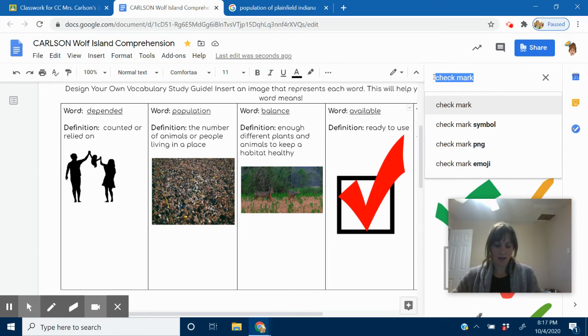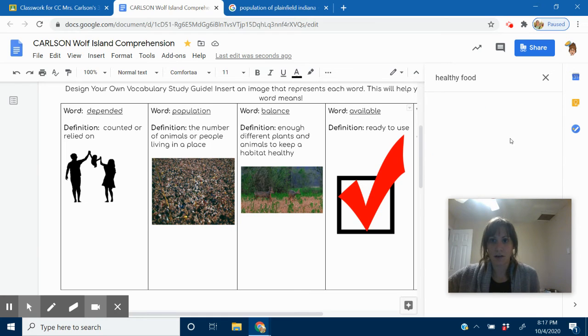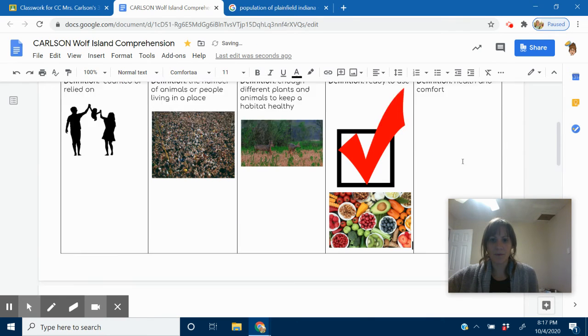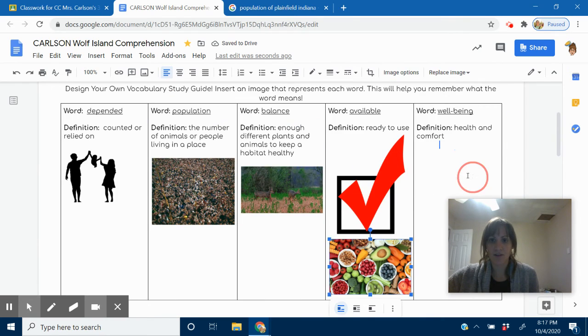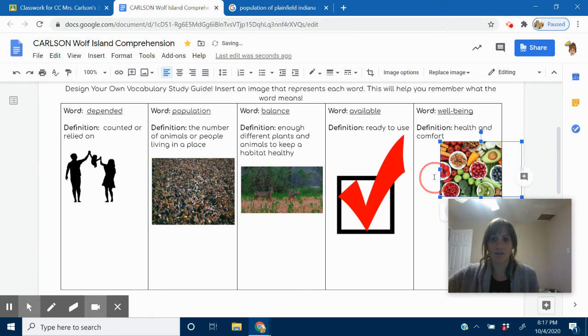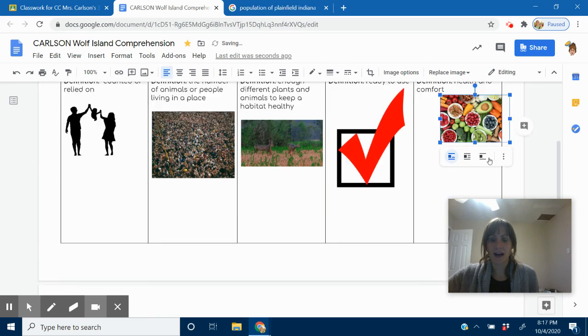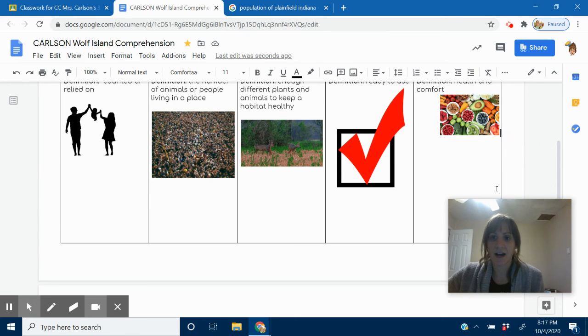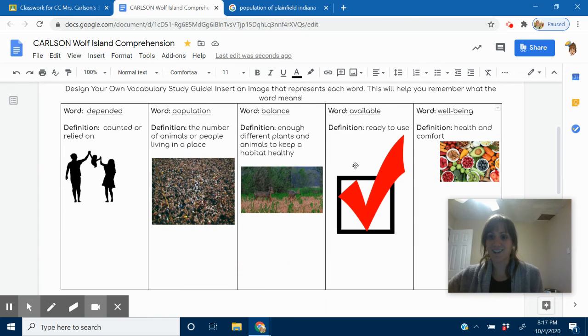So I'm going to type in healthy food. Let's see what pops up here. Here we go. This reminds me of the word, oops, I put it in the wrong place. I can move it. That's okay. This reminds me of well being because well being is about health, and this is healthy food. If I eat healthy food, I feel comfortable and my tummy doesn't hurt. And that helps me remember that word. Okay, so that's what you're going to do for that part.